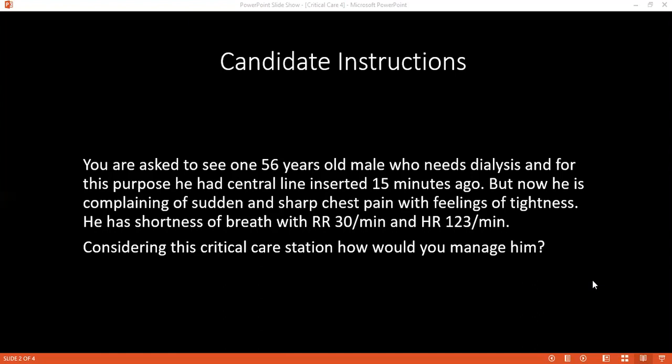Can you please tell me what the sites are where a central line can be inserted? Can you name a few? The one that's predominantly done in the UK is the IJV under ultrasound guidance. Yes.